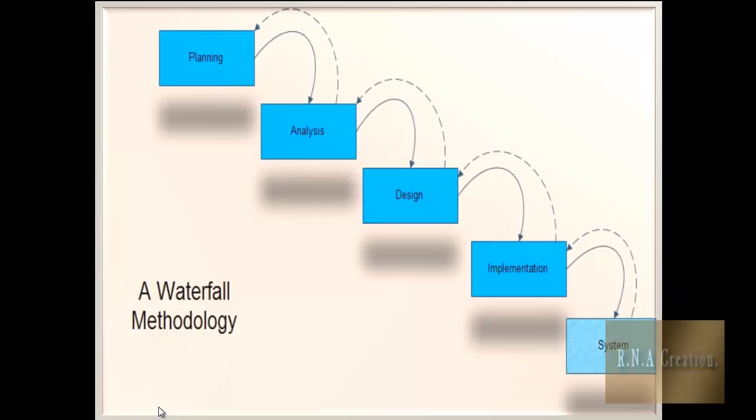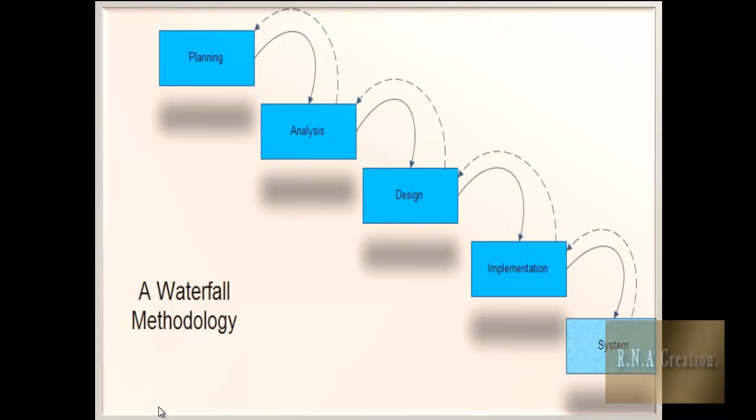I will just move to the diagram before actually moving on. There is a planning phase, an analysis phase, a design phase, and the implementation and system phase. The planning has to get completed before analysis can begin. In a waterfall, once the analysis is finished, the design phase starts. Once the design is finished, implementation starts and the system is ready.